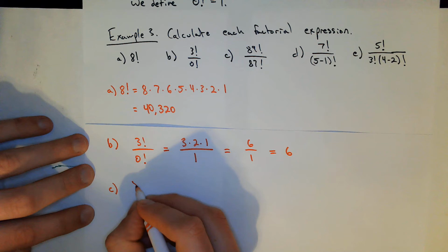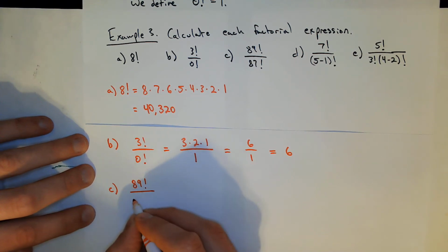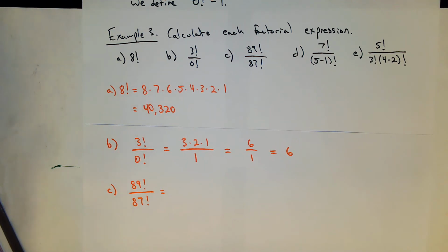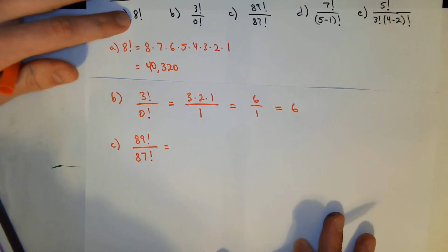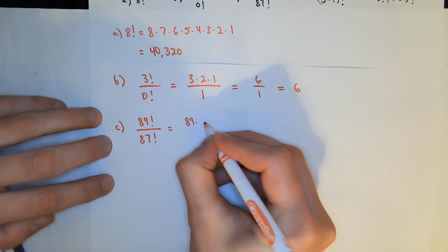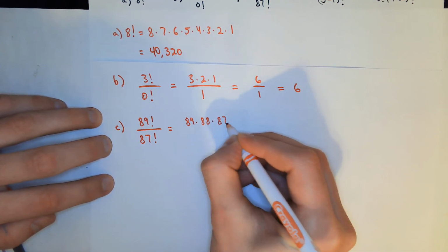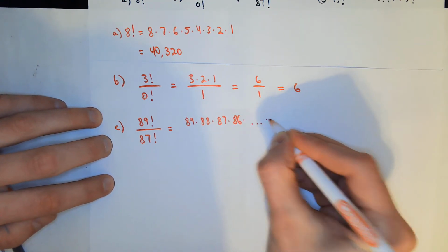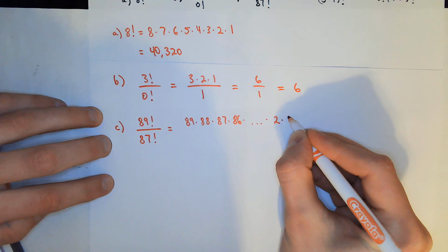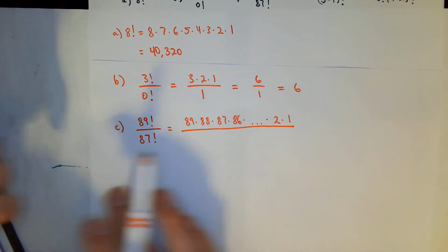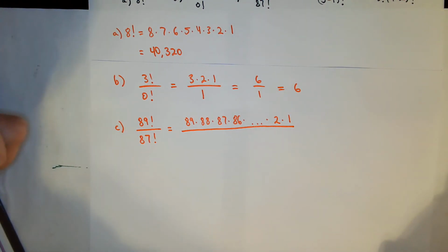C is 89 factorial. Oof, that looks rough. Over 87 factorial. But think about this. What's going to happen here? Let me scoot this up a bit. I'm going to have 89 times 88 times 87 times 86 times dot dot dot, and then at the end I'll have times 2 times 1, right? I'm being lazy and not writing them all, because I can't write all those on one piece of paper. There's too many.